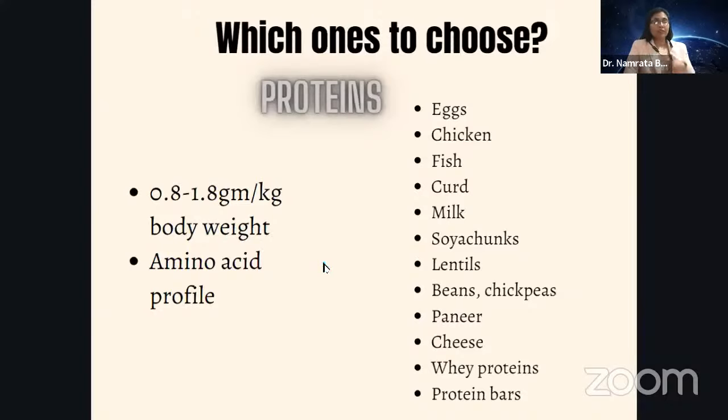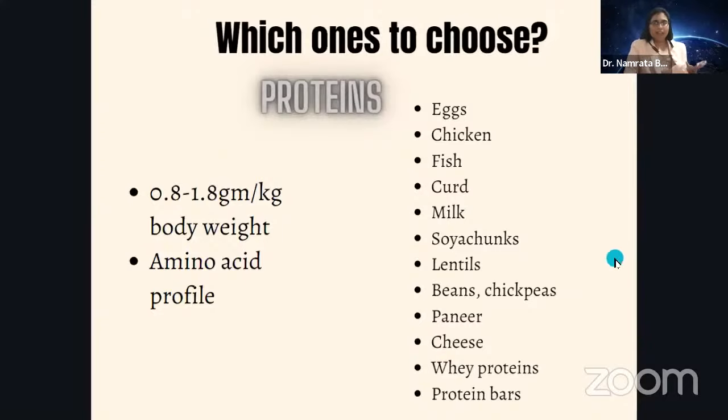And we can't just start from tomorrow that I will now go to 1.8 grams per kg. No, because if you are eating less protein, you'll have to start slowly. 0.8, then 1. For that, you should know your weight. For that, you should know how many grams of protein you will require as per your weight. And you'll start to see that many of us eat very little protein.